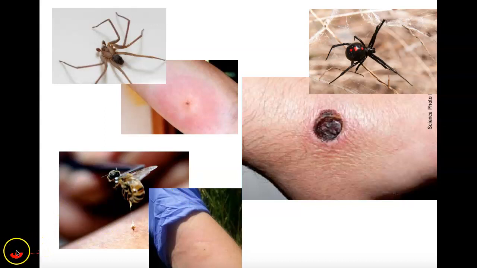You're going to apply an ice pack to decrease the action of the neurotoxin. There's a tiny papule or small red puncture mark, and systemic complications usually develop within an hour of the bite. They can complain of abdominal pain, especially muscle rigidity and spasms.